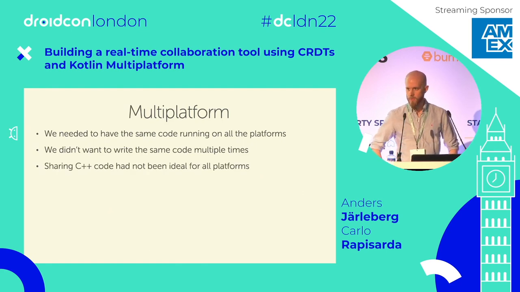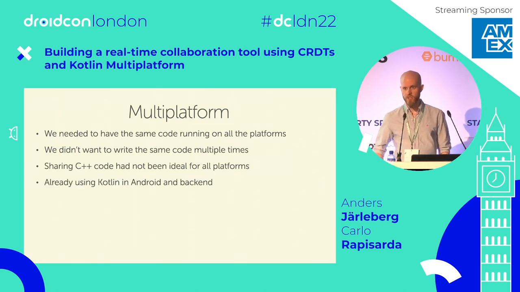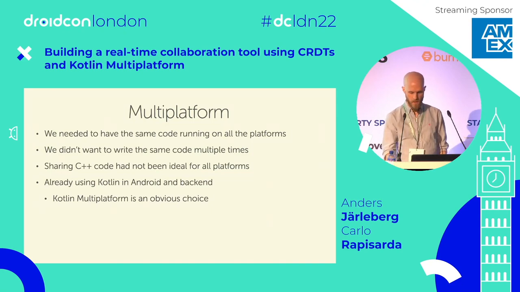We had prior experience with sharing C++ code. But of course, using C++ code is not ideal for all the platforms, and I mean, who wants to write C++? We were already using Kotlin in Android and in the backend, so Kotlin Multiplatform was an obvious choice. And it also targets all the platforms that we needed. Plus, we have the Kotlin expertise in-house, so it's nothing new for us to learn.